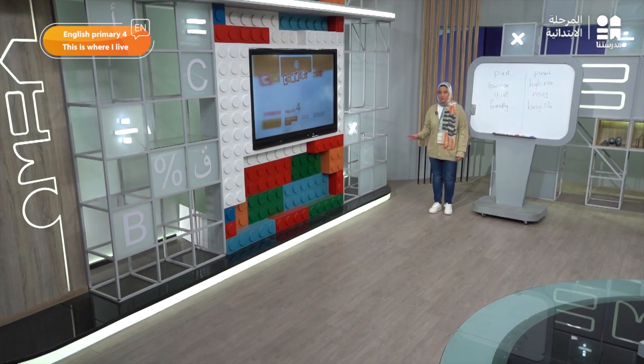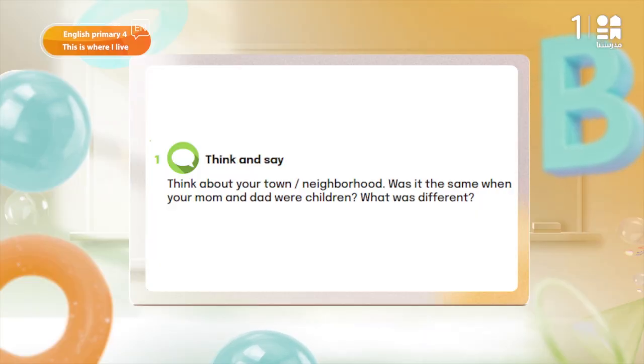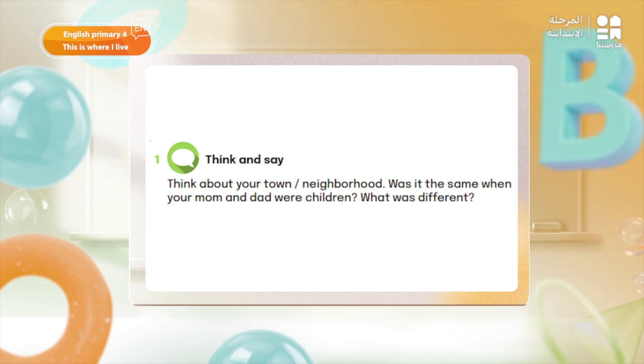And now let's open page 20. Page 20, exercise number 1 says, think and say. Think about your town, neighborhood. Was it the same when your mom and dad were children?